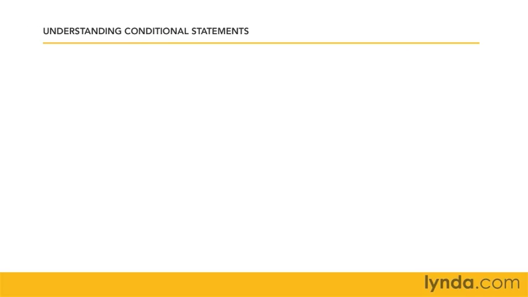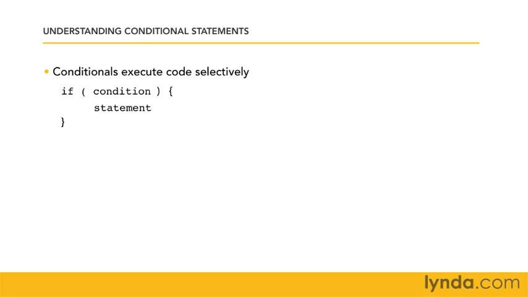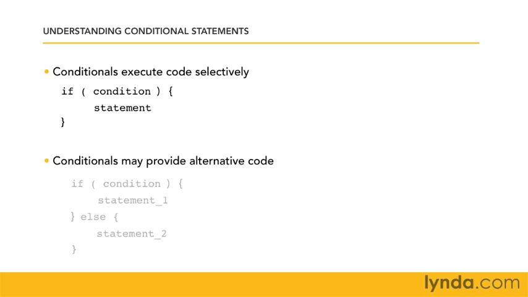Before we look at conditional statements in detail, let's look generally at conditional statements in Perl. Conditionals execute code selectively. For example, in this statement, if the condition is found to be true, the statement will be run. If the condition is not found to be true, the statement will not be run.